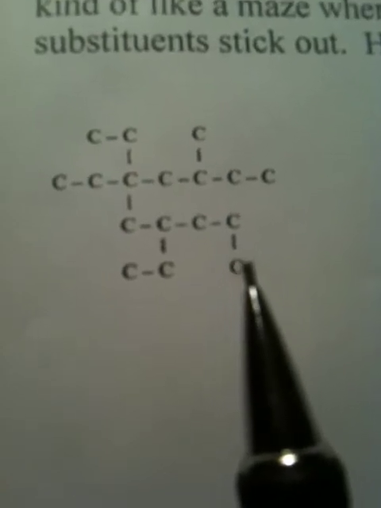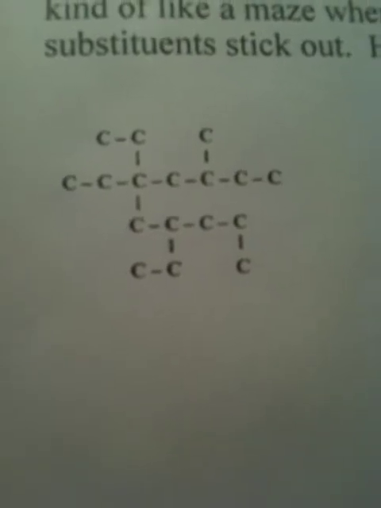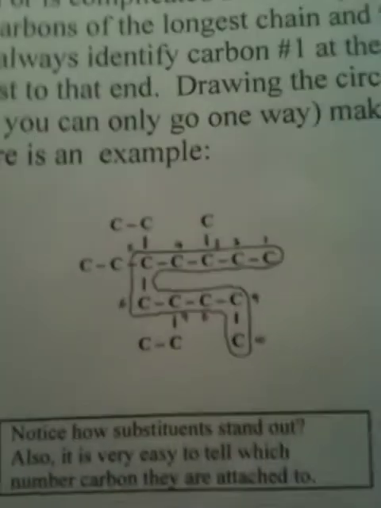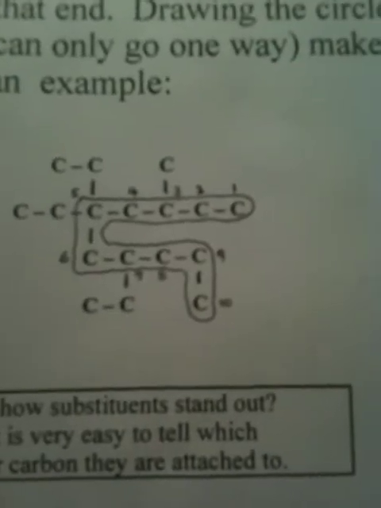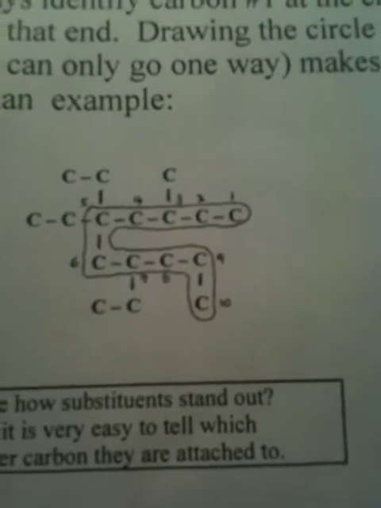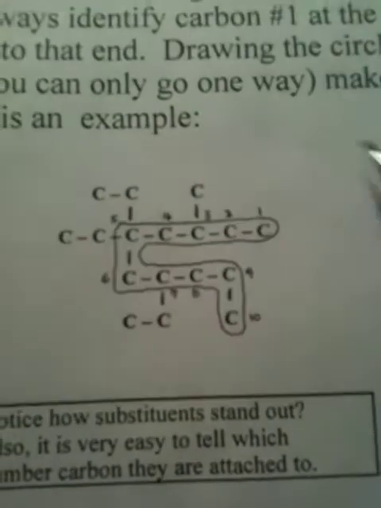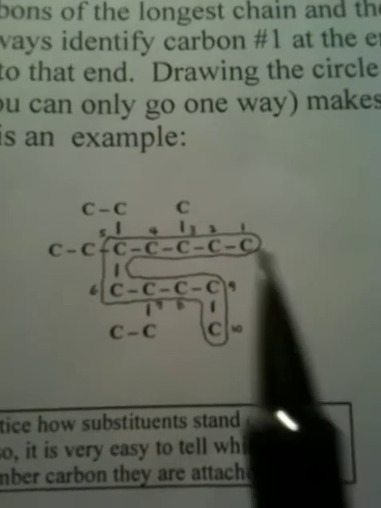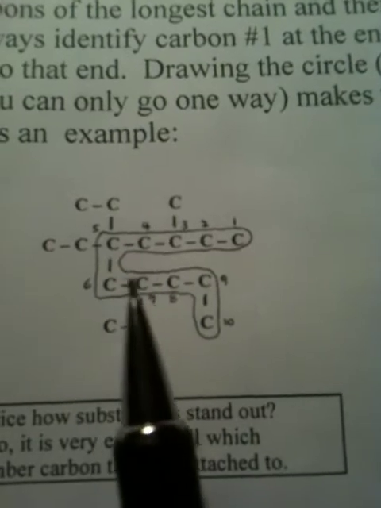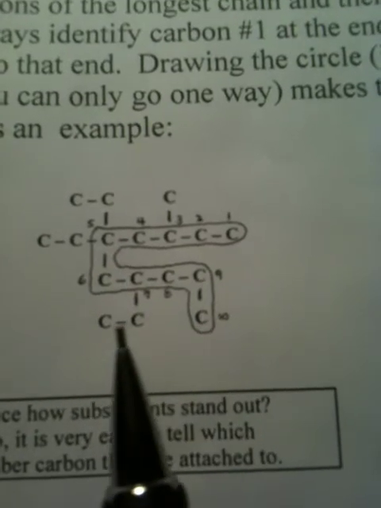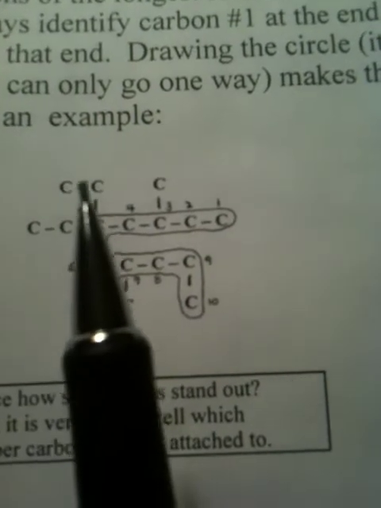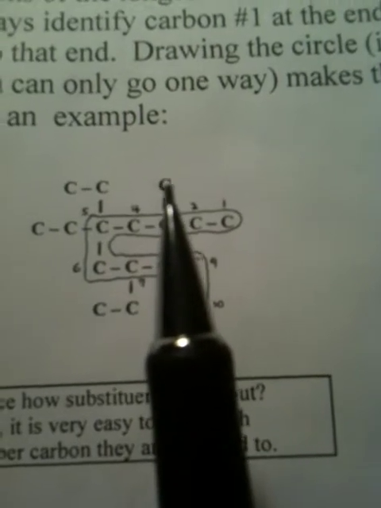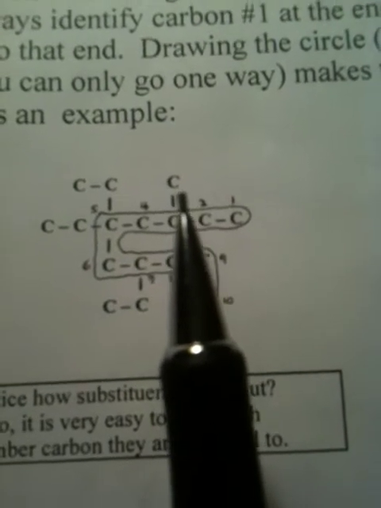It was hiding, huh? Well, when we find that longest chain, the first thing you want to do is draw a circle around it. The reason you want to draw the circle is that we name these things by what's stuck on the longest chain. So this being the longest chain, here are 1, 2, 3, 4 different substituents stuck on it.